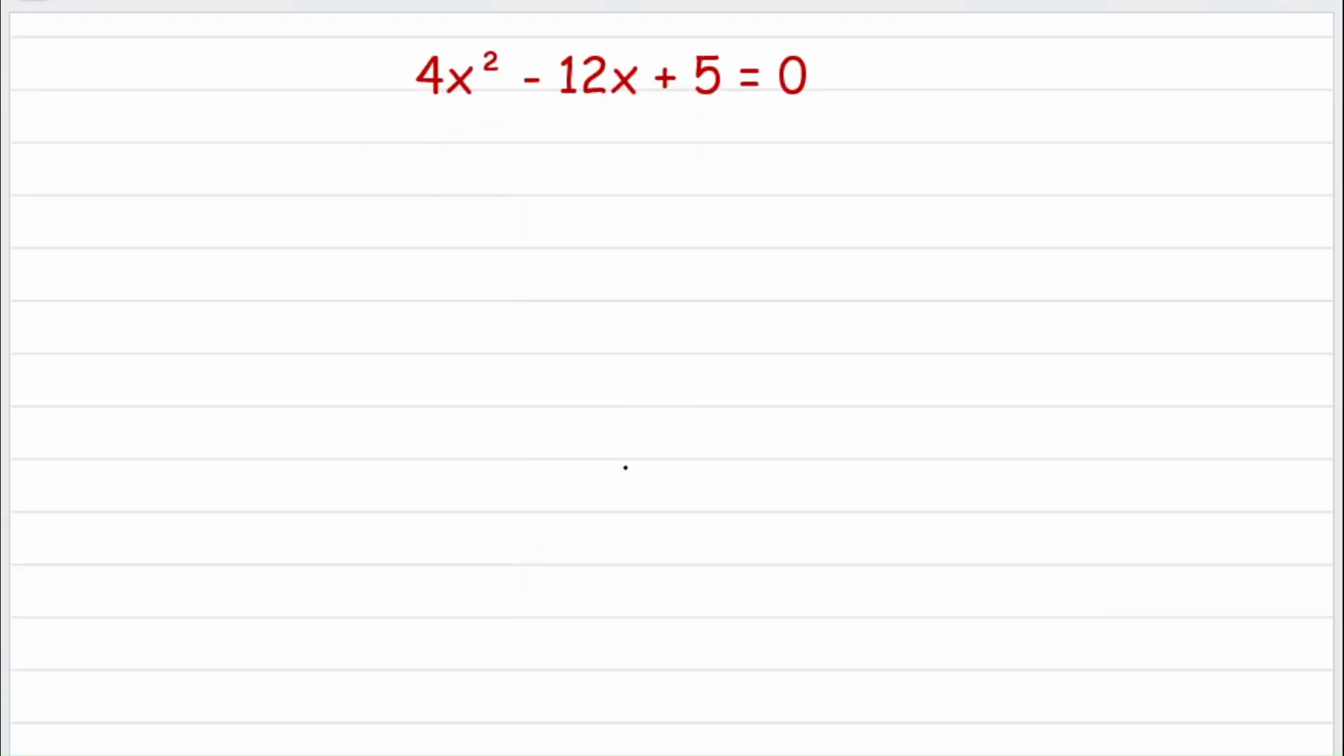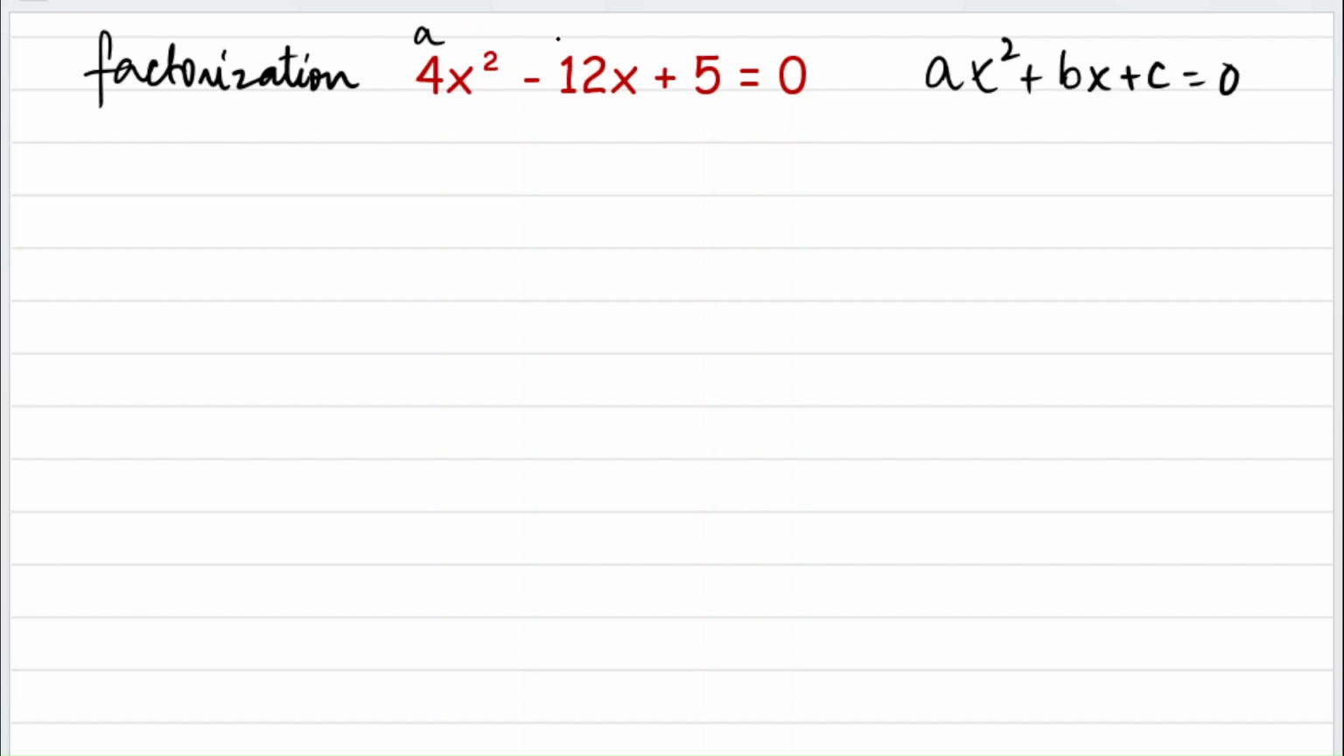So our equation is 4x squared minus 12x plus 5 equals 0. On this slide, I am going to use the factorization method. Now, if I compare this given equation with the standard form of the quadratic equation ax squared plus bx plus c equals 0, the value of a is 4, b is minus 12, and c is 5.